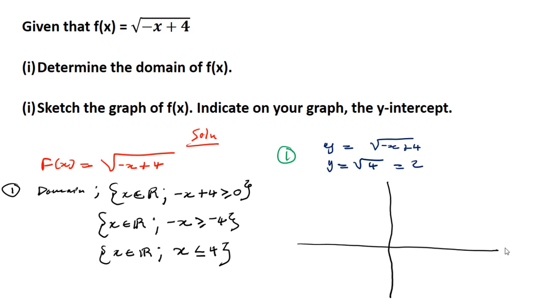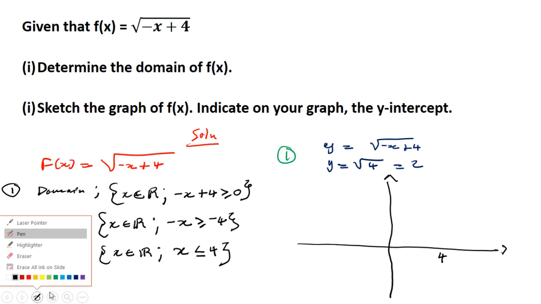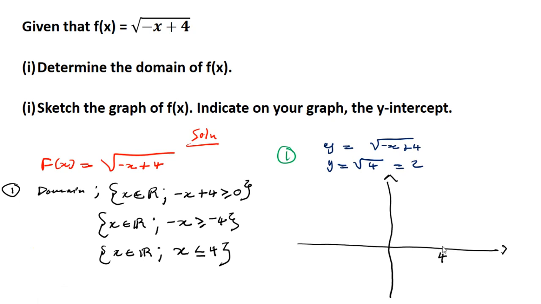As usual, the Cartesian plane has the x-axis and the y-axis. If you look at the domain, it starts from 4 and goes toward this side. There is no domain on this side; we only need values which are less than 4. So you pick it up from there and just go like that. Then the y-intercept is just 2, so you can put a 2 there. So this is the value.